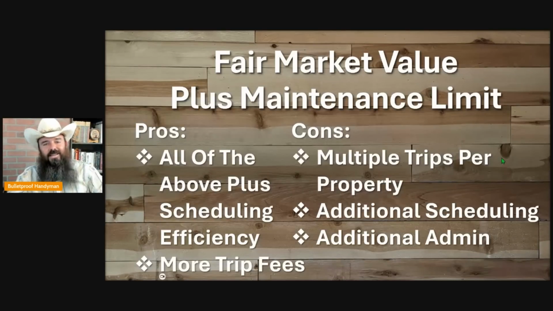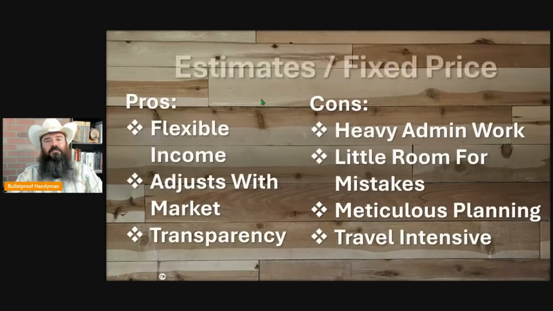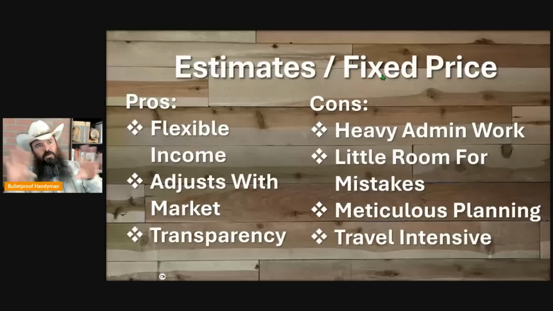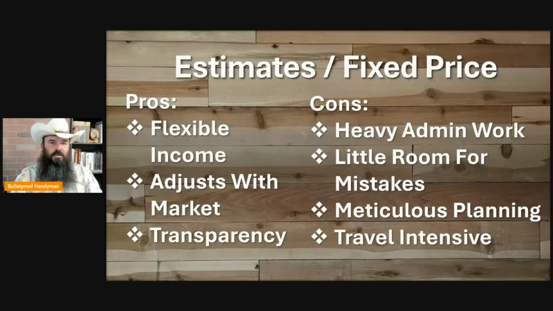And moving on to the next slide, we have estimates or fixed price. This is two different sort of worlds, but I'm going to mesh them into one. Estimates simply means that you're going to go there, or maybe they're going to send you pictures and videos. But when I say estimates, I mean firm estimates. And what I mean by that is you're going to give them a price, and that's going to be the price, and you're going to do the job for that price. And everyone is in agreement beforehand. So your price can still be the fair market value price, but you're going to get it in writing beforehand and get it approved beforehand. And then fixed price, very, very similar.